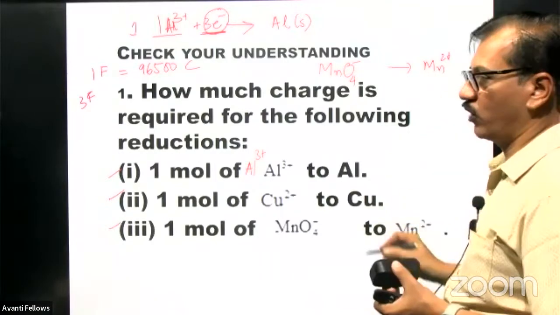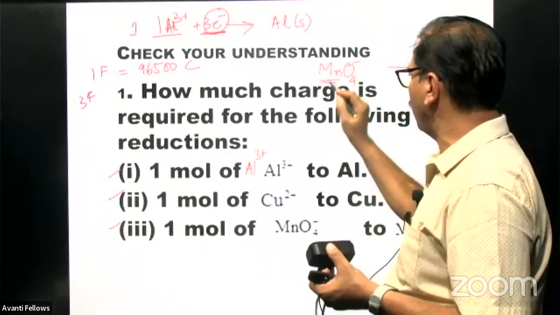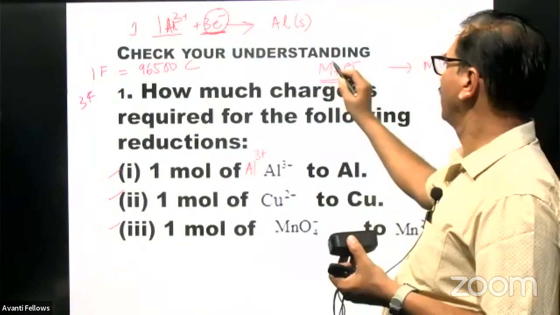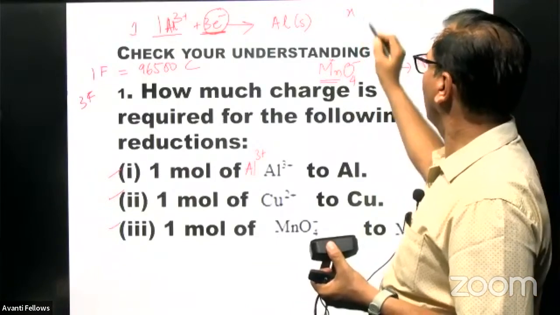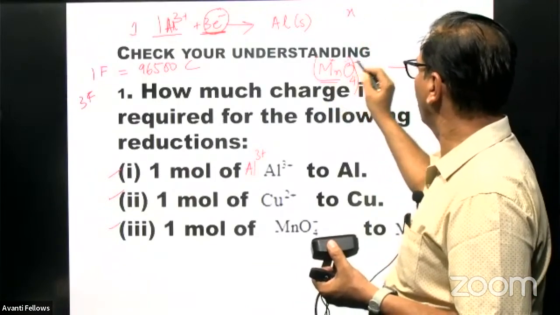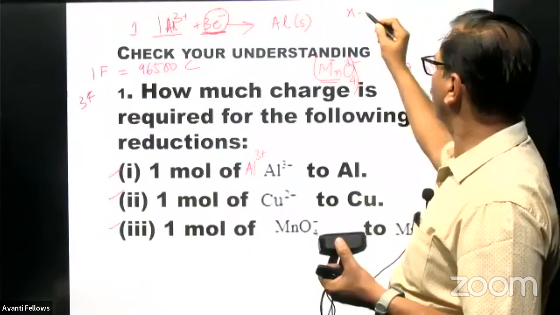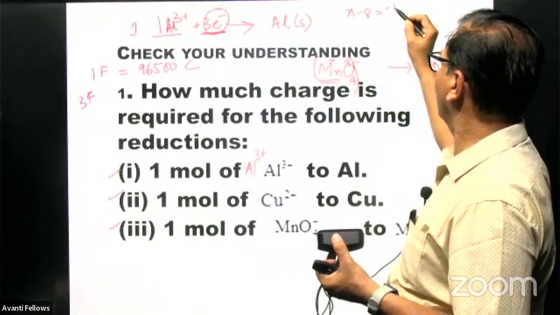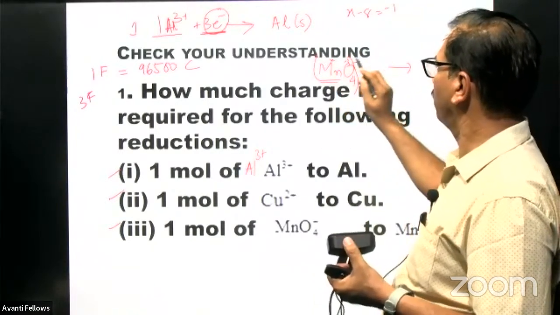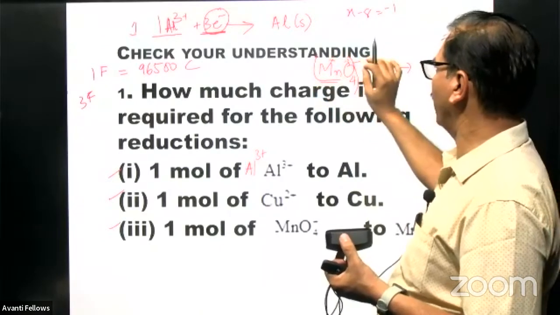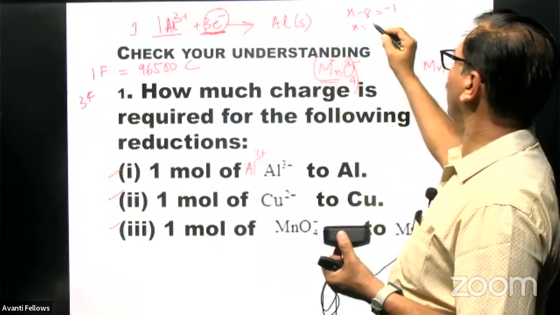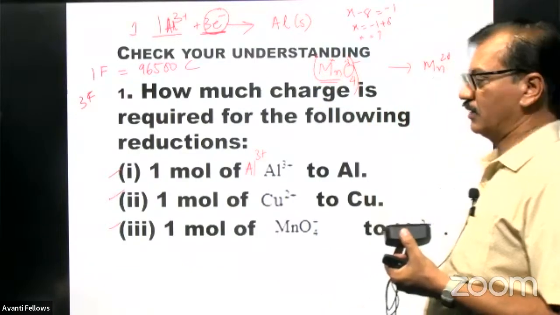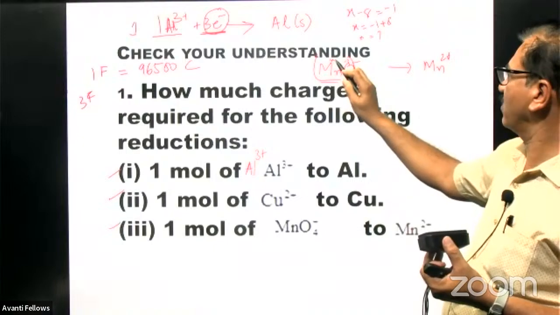What you have to remember here is, what is the oxidation state of manganese in MnO4 minus? Suppose it is X, and oxygen is -2 always. X minus 2 into 4, as 4 oxygen atoms are there, so X minus 8 is equal to -1, the total charge. So X is equal to -1 plus 8, that is 7. Oxidation state of manganese is 7.